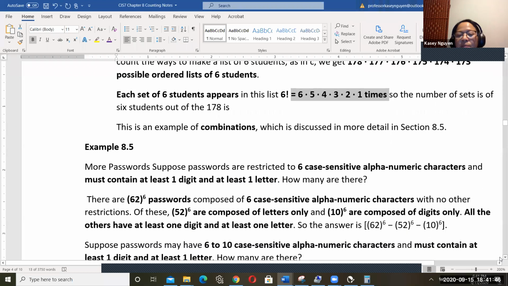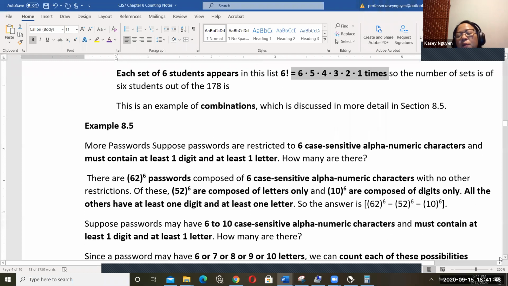Now, 8.5, kind of like what we've been doing with the passwords, is more of the combinations. Okay, which is different, because you can have the same letter typed twice or 3 times or 4 times. So you can repeat the letter or the numbers as you create passwords.